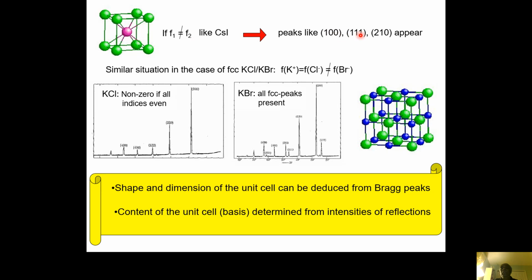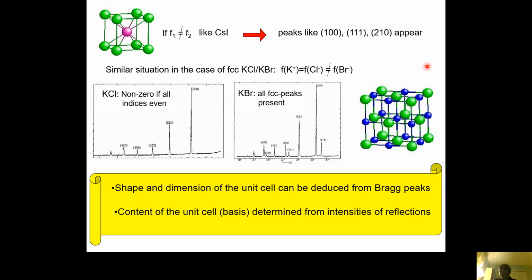Here, 1 plus 1 plus 1 is 3. That is also odd. Here, 2 plus 1 is 3, odd. But if this is a real BCC, you don't get these reflections. But here, since these are two different atoms, F1 and F2 are not the same. So then they don't become 0. Then you can get even these peaks are allowed.